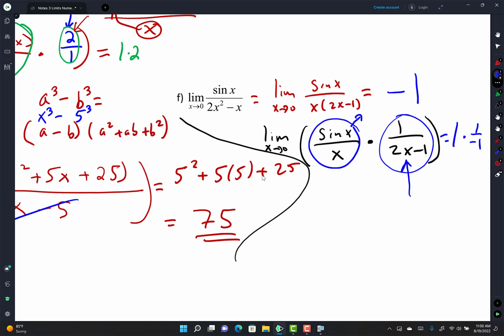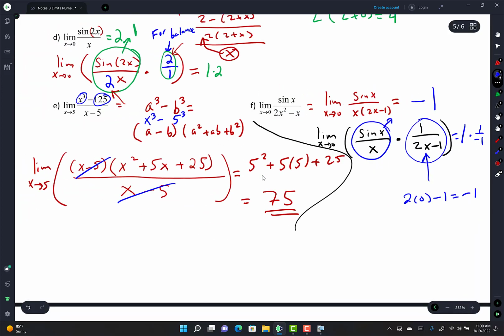What's up? For the sine x over x equal 1, does it have to be approaching 0? It must be approaching 0. X must be approaching 0. What's up? I plugged in a 0 into x, 2 times 0 minus 1, and that gave me negative 1. If it was x approaching 5, I can just do direct substitution. It gives me a number. You know what I mean?